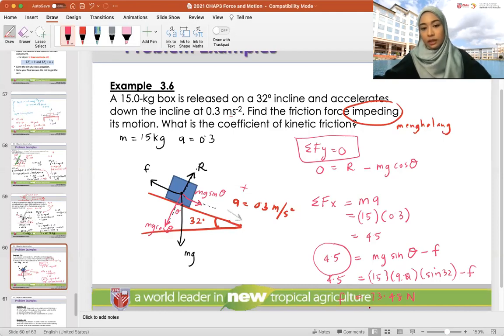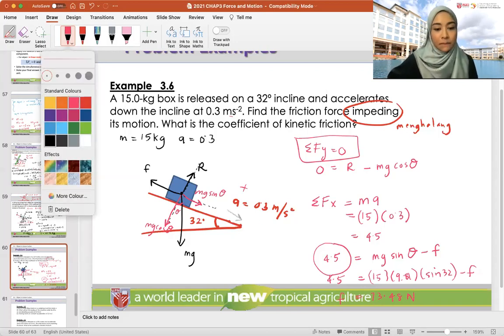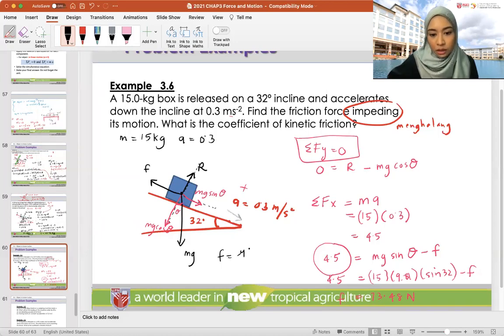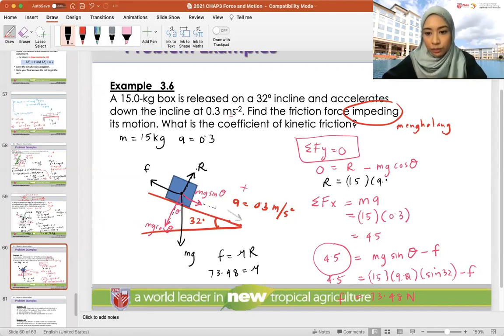Newton. Okay. The question asks, what is the coefficient of kinetic friction? So we have friction force, but we don't know what the coefficient is. It's not given. So the equation for friction is mu R. So to find mu, we need to know what R is, which we can find from this equation. So friction we know is 73.48. Mu is unknown. R we need to find out. So R is equal to 15, 9.81 cosine 32.